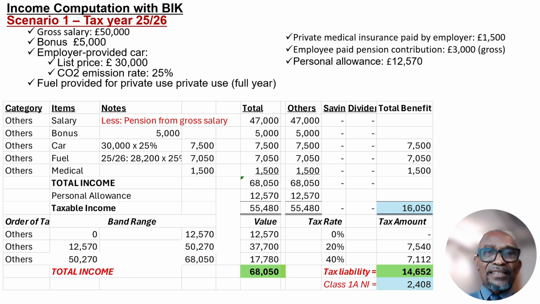Now, having said this, let's look at a scenario using the information on the screen here. This is scenario 1, tax year 25-26, gross salary 50,000, bonus 5,000, employer provided car, list price is 30,000, CO2 emission is 25%, fuel is provided for private use. Also, there is medical insurance paid for by the employer.